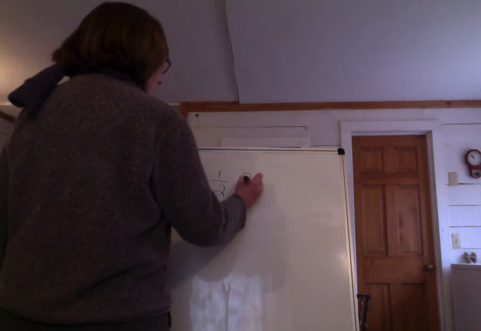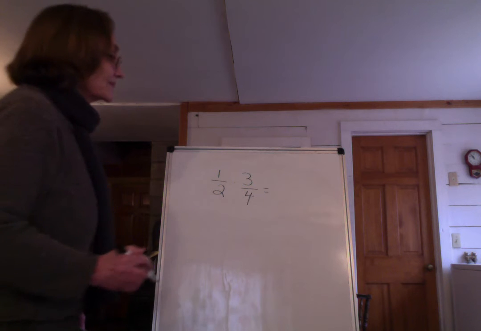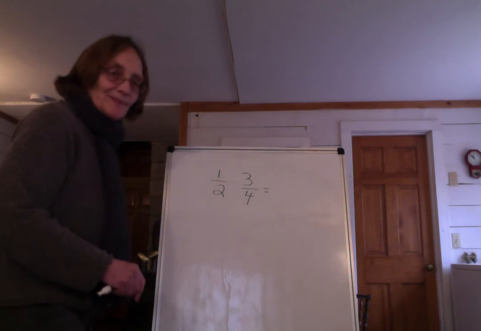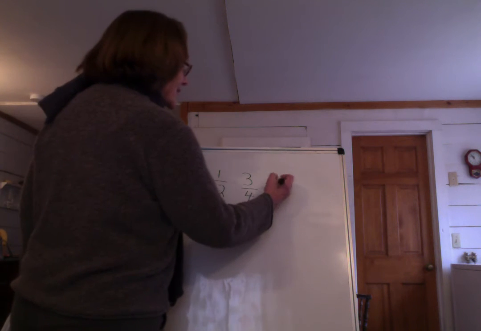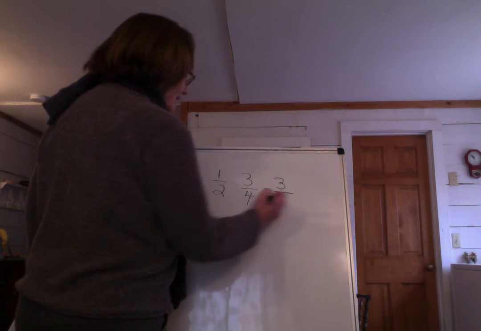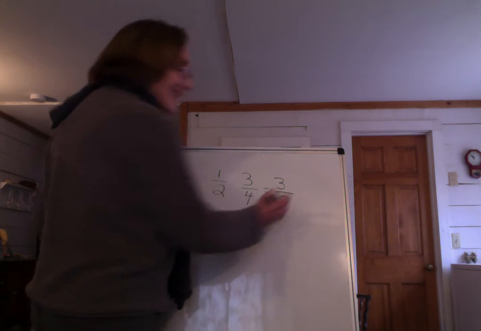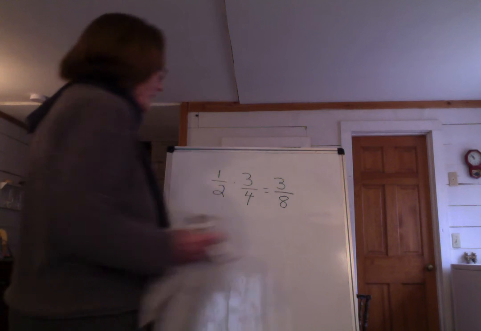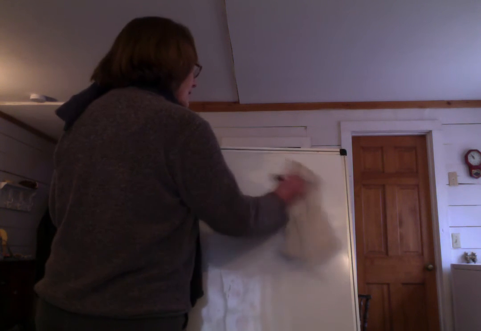1/2 of 3/4. Here we go. What's our job? Multiply across the top and across the bottom. 1 times 3 is 3. Draw a line. 2 times 4 is 8. That's our answer. Sometimes we have to simplify. Find a number that can go into both evenly.